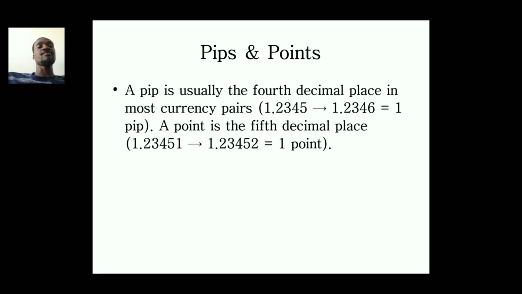Now, a point is the fifth decimal place. We also refer to this as a pipette. Let's say price moves from 1.2345 to 1.23452. The difference between the two will give you 1 point or 1 pipette. That's for pips. Pips is just the movement of the price.